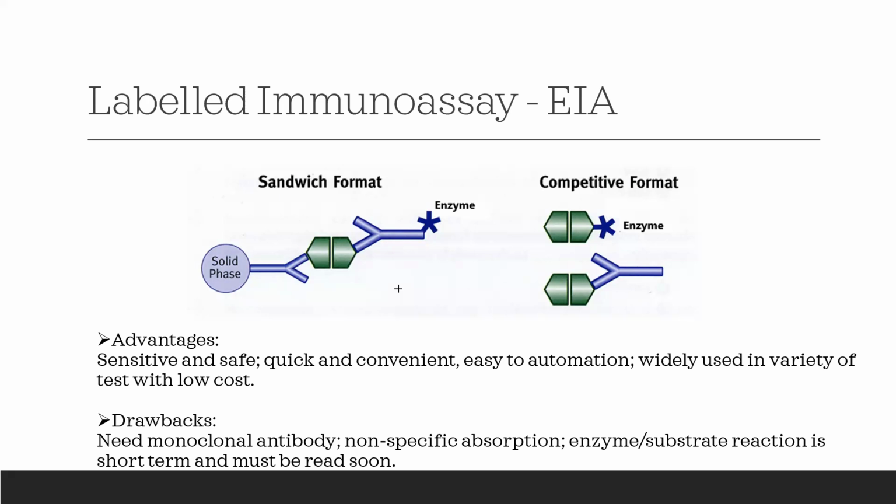First, it needs a monoclonal antibody, and there could also be some non-specific absorption. And the enzyme substrate reaction is short term. So once you prepare the EIA, it needs to be read very soon. Otherwise, the signal will get lost.